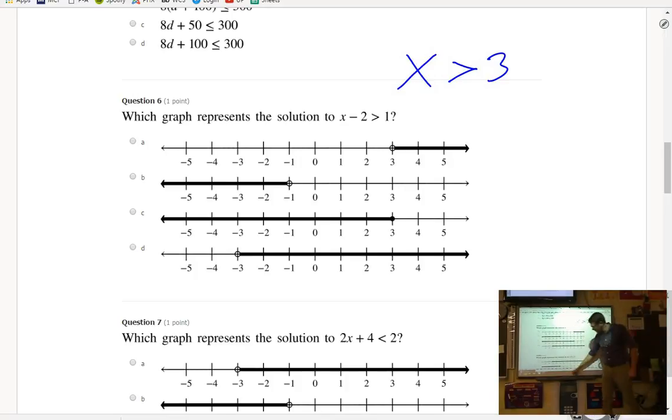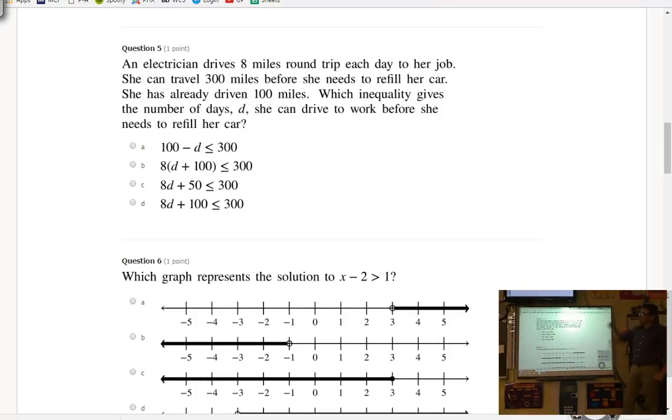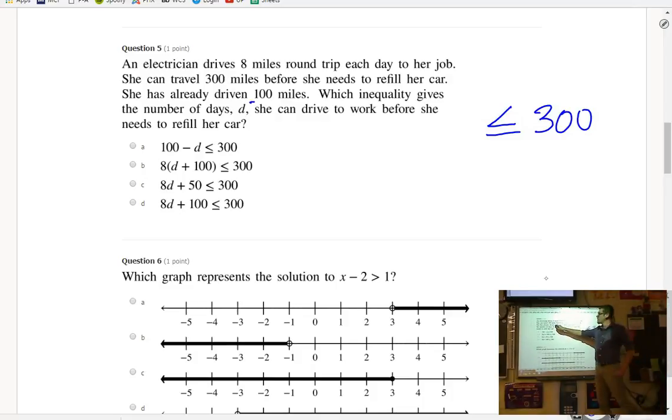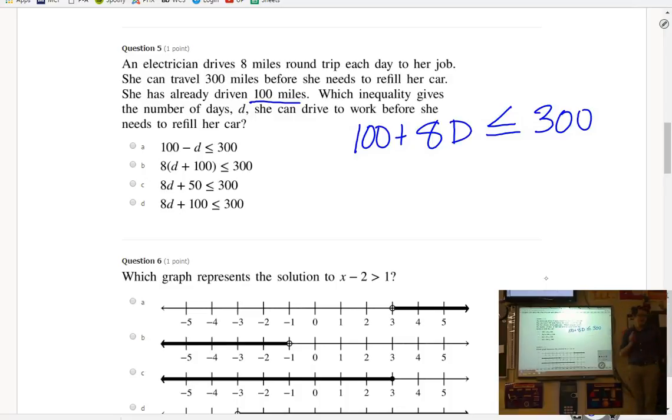Now a lot of people, though, probably struggle on problems like 5. So 5, an electrician drives 8 miles round trip each day to her job. She can travel 300 miles before she needs to refill her car. So you could go less than or equal to the 300. Maybe we have to talk about what do we drive. Well, she already drove 100 and then drives 8 miles every day, and with a little bit of manipulation, you'll get your right answer there.